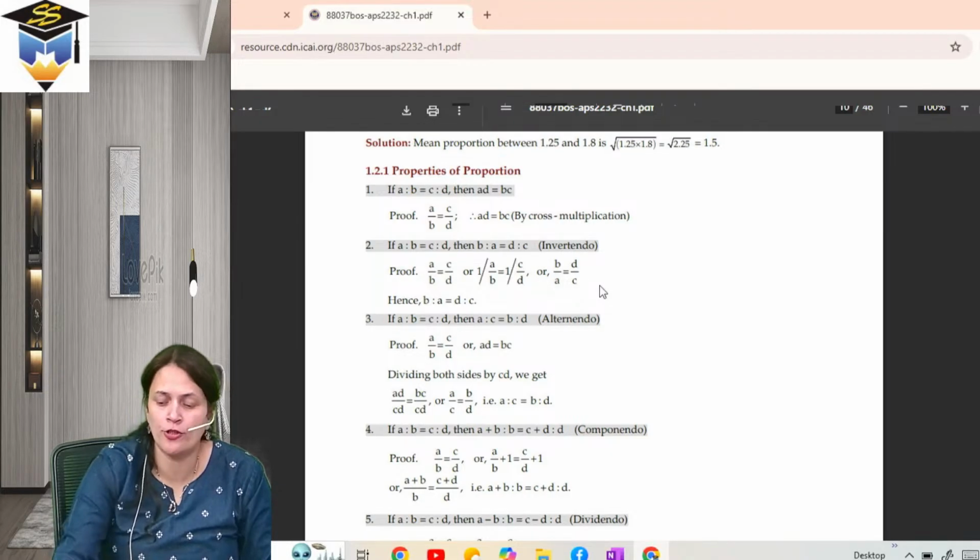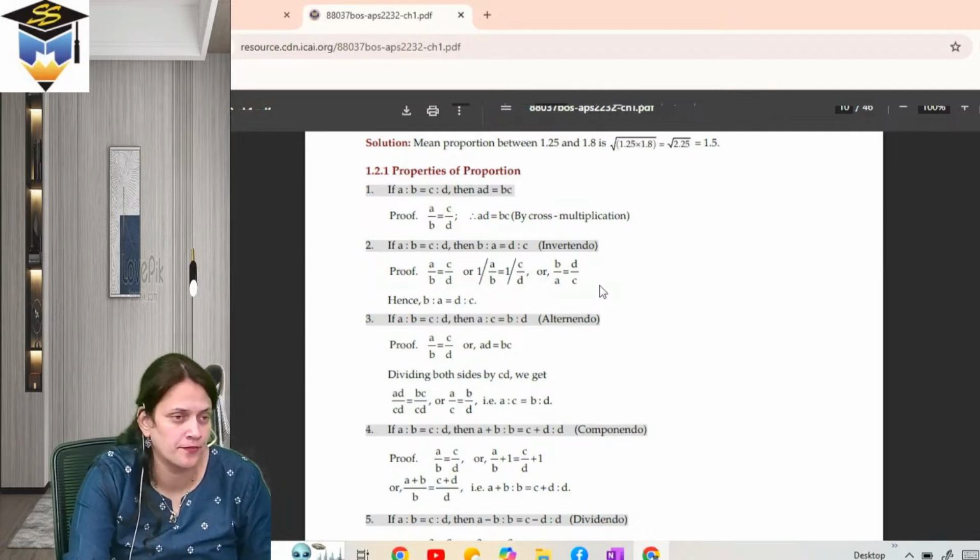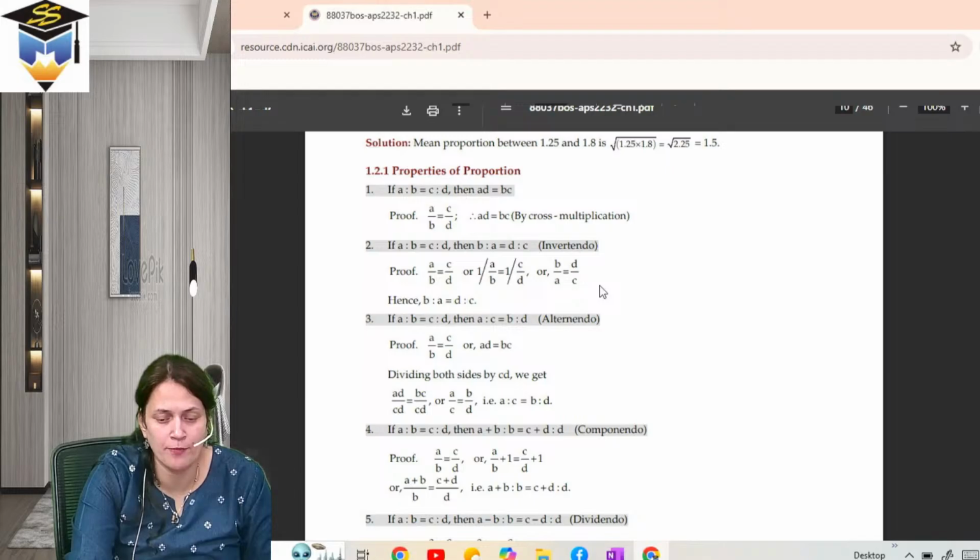Fourth proportional means we don't know the fourth term. So 4 upon 6 is equal to 8 upon x. Exercise 1b. Cross multiply, 4x will be 8 into 6.